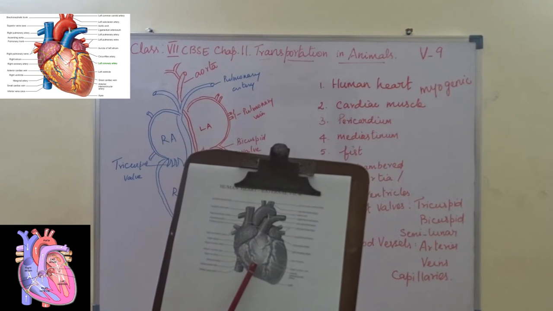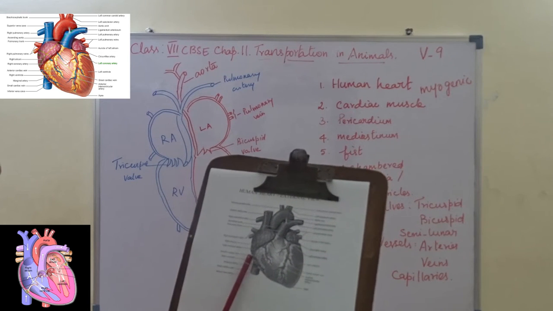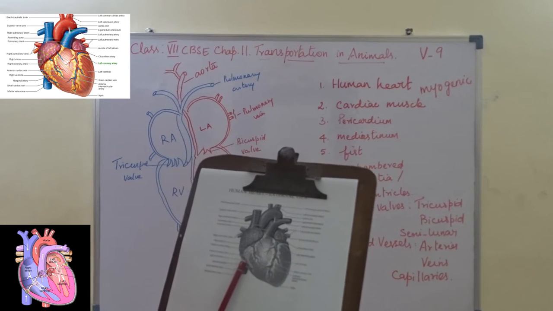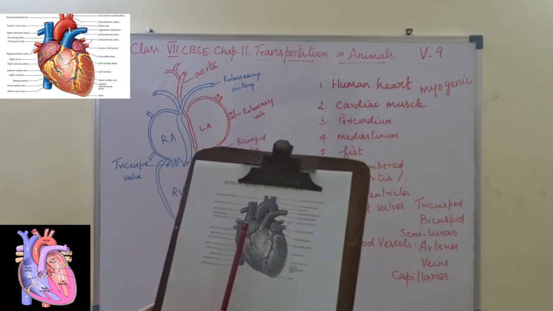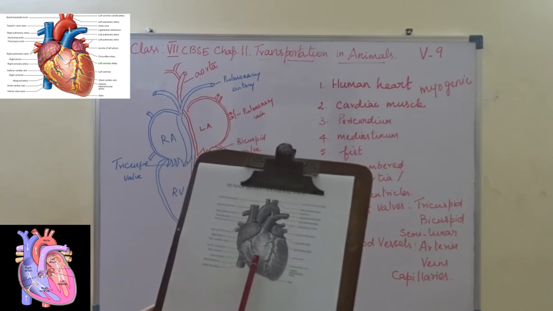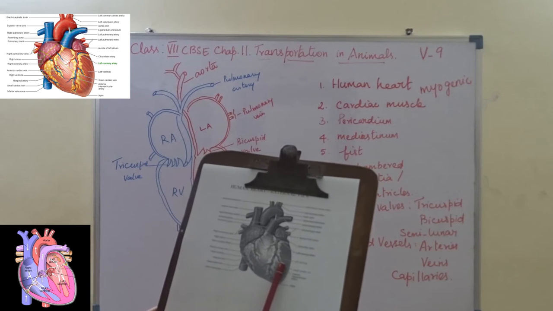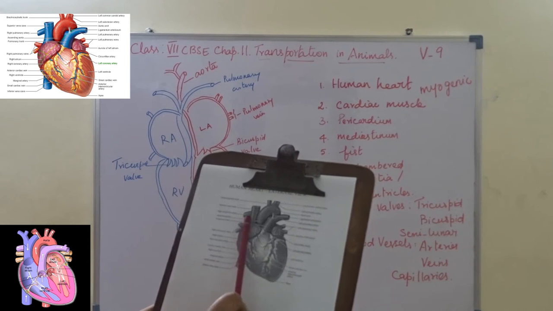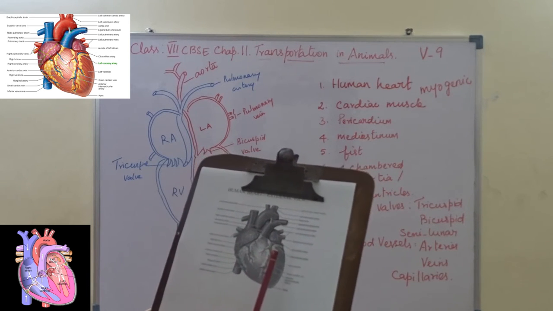Externally the heart looks like this. Here this is the pericardial layer, right? And then this is the right atrium, left atrium. This is the right ventricle, left ventricle. And these are all blood vessels that we will learn.